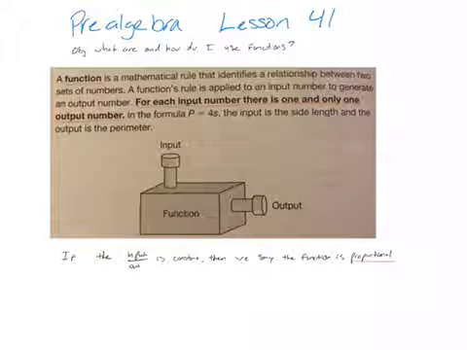So I'll give you an example of a function. Let's say I go to Walmart and I buy 10 Hot Wheels cars. Then I know exactly the price because every Hot Wheels car costs the same amount. So if I buy 10 Hot Wheels cars, I'll always get the same price.